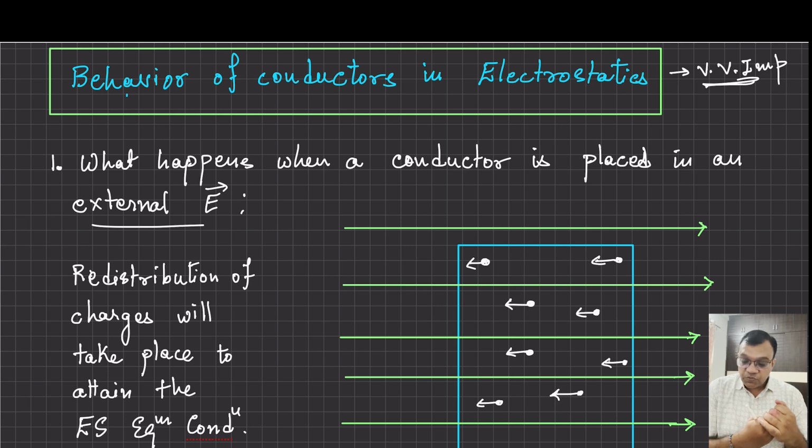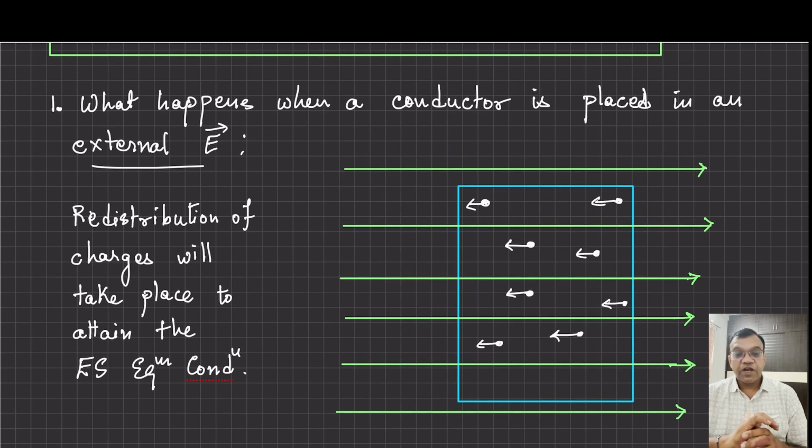So here it is very important to understand the things from the very base conceptual level. So point by point, we'll discuss them. Now, first of all, you see what happens when a conductor is placed in an external electric field that I am trying to explain you.